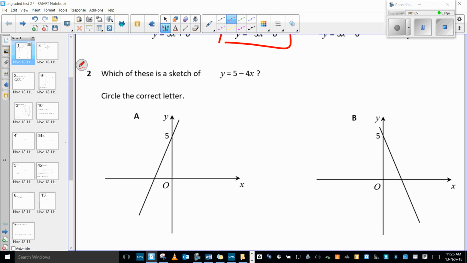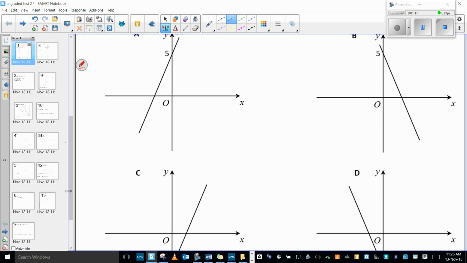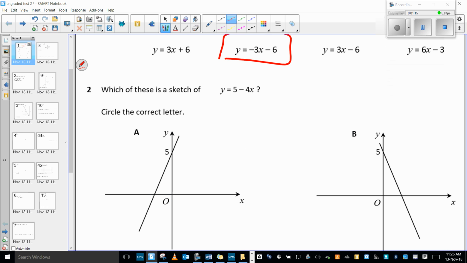Which of these is a sketch of y equals 5 minus 4x? Again, we've got lots of lines, some uphill sloping, some downhill sloping. We need to be looking at this equation and identifying two things from it. It's in the format of y equals, so we are able to identify two things straight away. The gradient we've already discussed, and what else can we find if we've got it in this format? The gradient and the y-intercept. So we know that the y-intercept is 5.